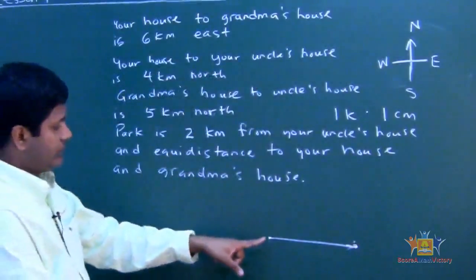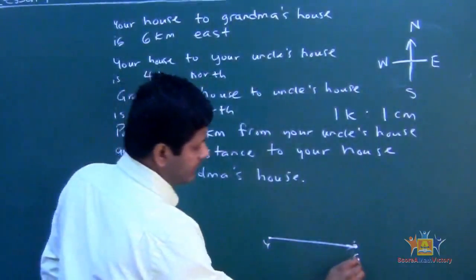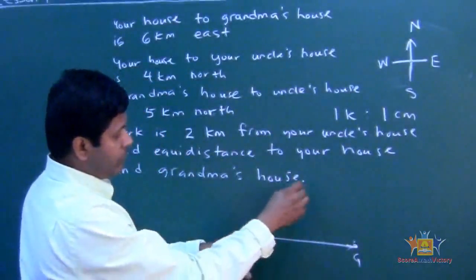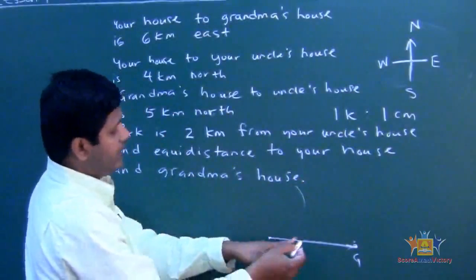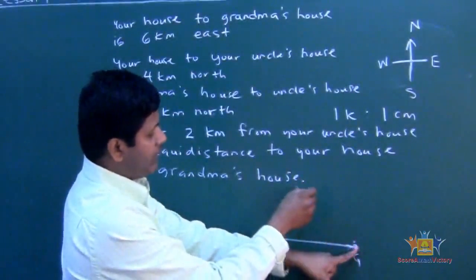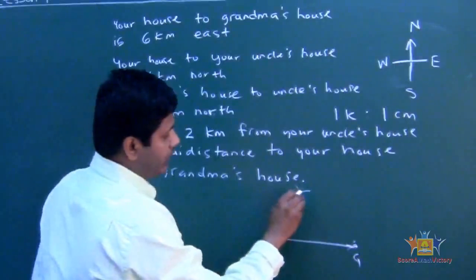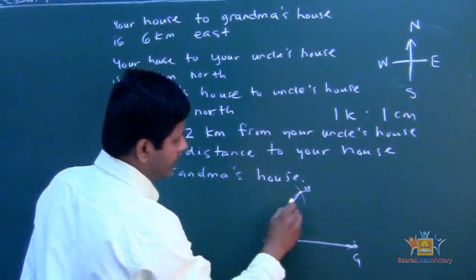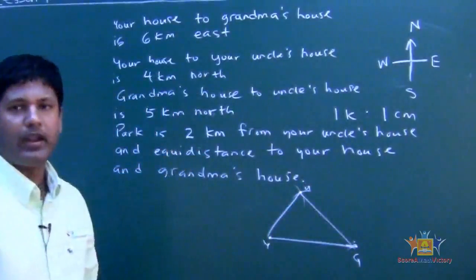First, this is your house and this is grandma's house, and you know your uncle's house is north of it. So from here you find the 4 centimeters. From here you find the 5. Once you locate that, that's going to be your uncle's house. And then you create a triangle. And from there, I want you to do your own.